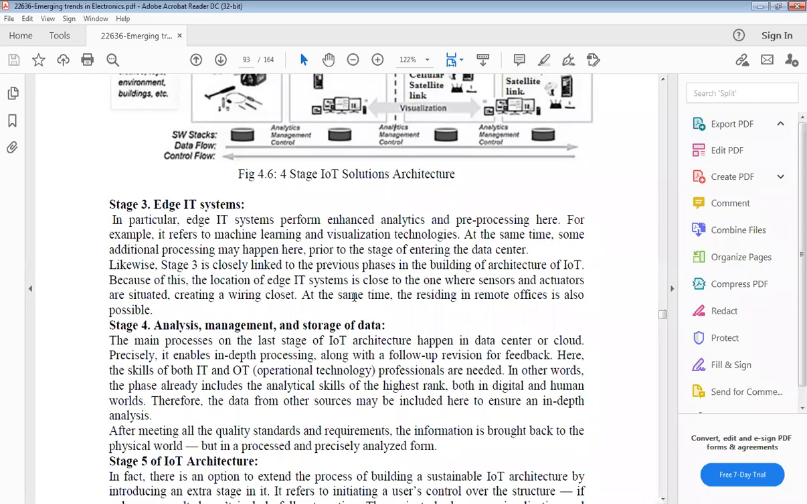Stage 4 is analysis, management, and storage of data. The main process of the last stage of IoT architecture happens in the data center or cloud, precisely, it enables in-depth processing along with a follow-up provision for feedback. Here, the skills of both IT and OT professionals are needed. In other words, the phase already includes the analytical skills of the highest rank, both in the digital and human world.